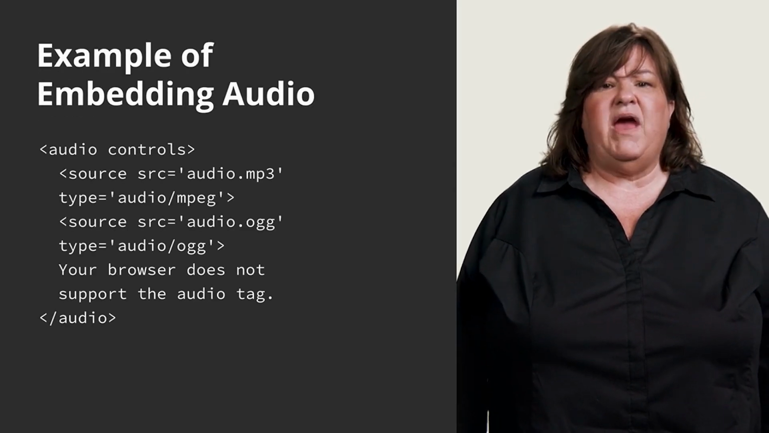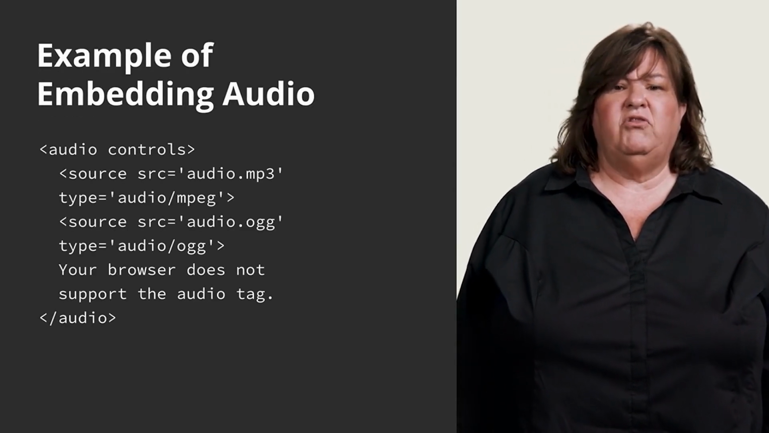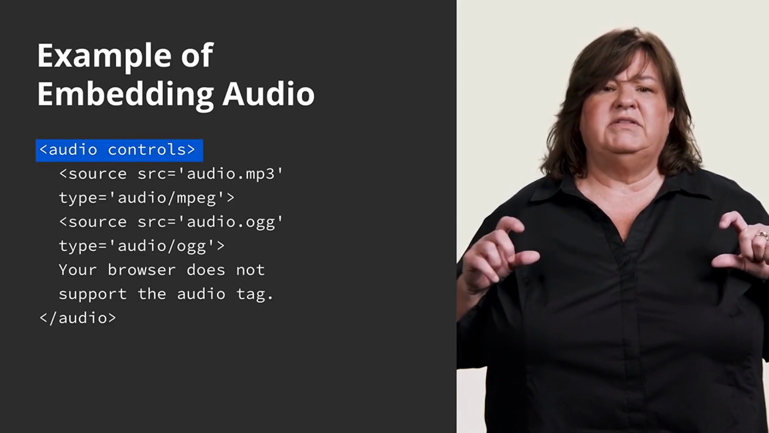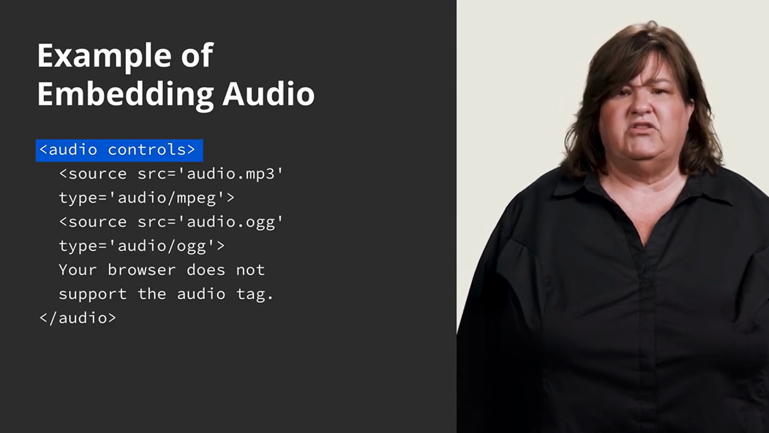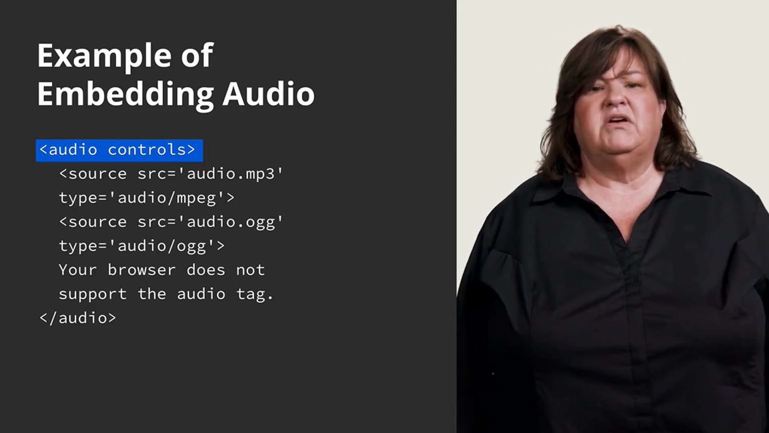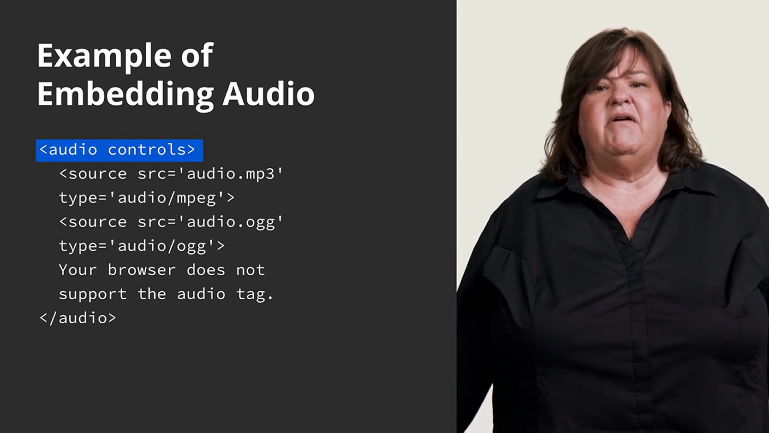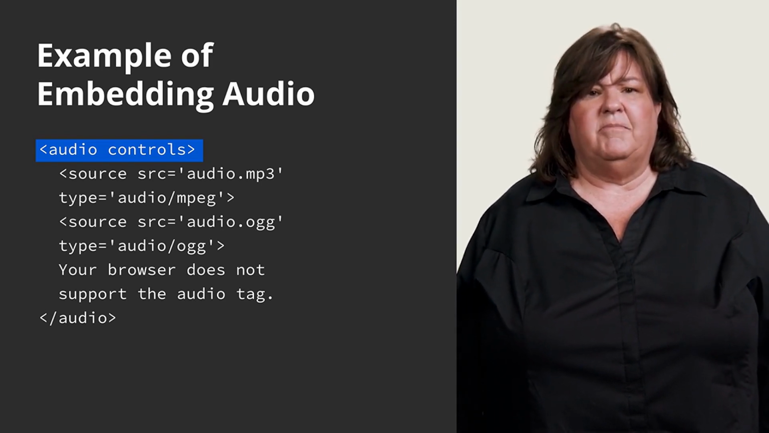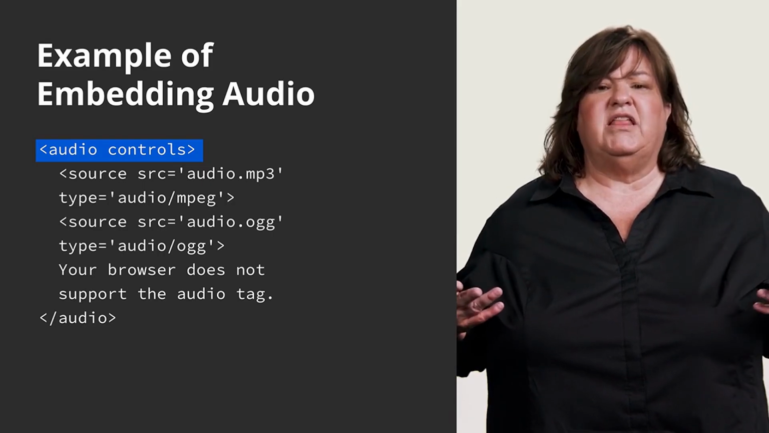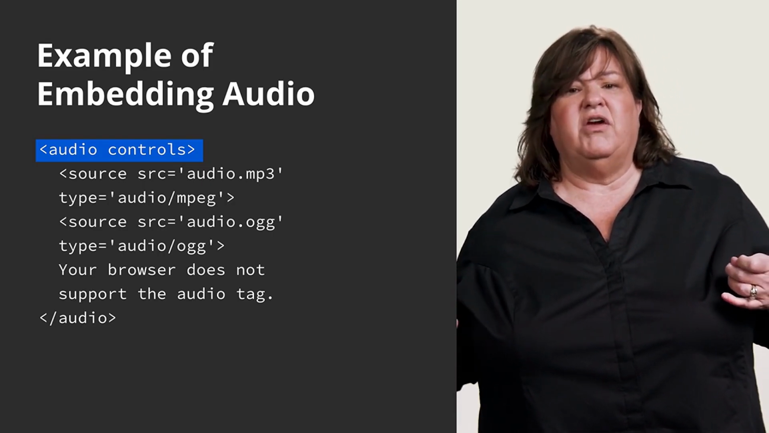Now, let's explore how to embed an audio file into a web page using the audio tag. We start with the opening audio tag, which includes the controls attribute. This adds built-in controls such as play, pause, volume adjustment, allowing users to interact with the audio. Inside the audio tag, we use two source elements to provide different audio formats.